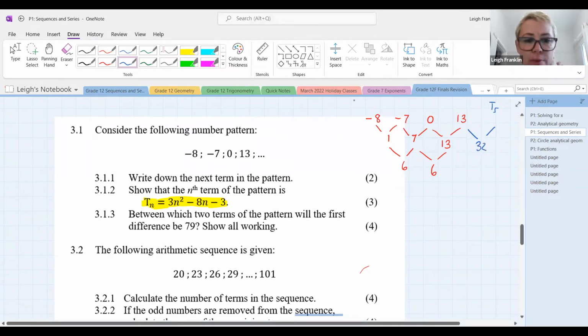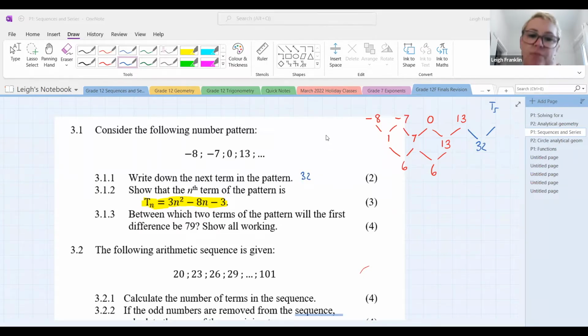Okay, so the next term in the pattern is 32. Yeah, 57 would be the next one. Quite right. Perfect. Well done. Okay, so we're going to get 2 marks for that.